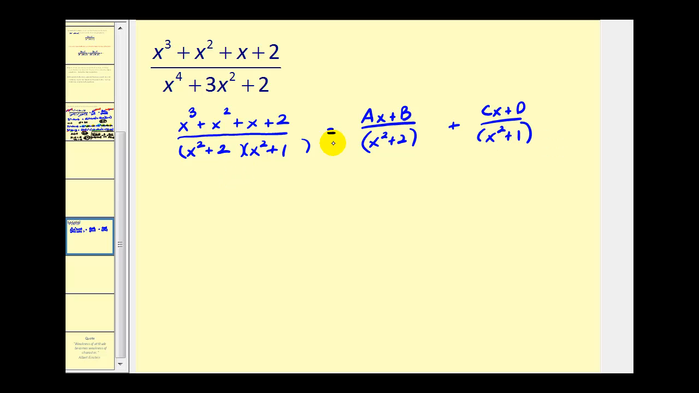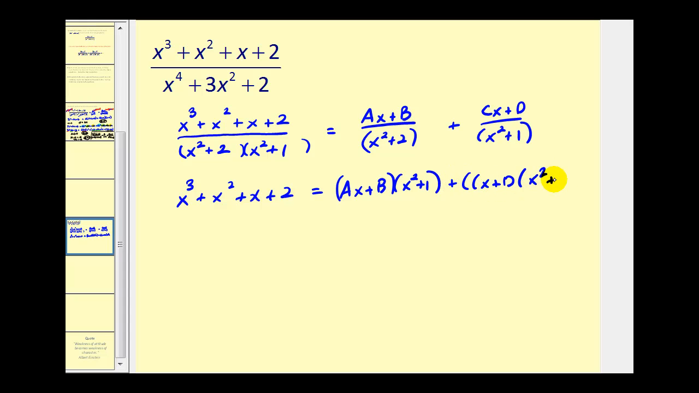Now we're going to multiply every fraction by the LCD, which would be the quantity x squared plus 2 times the quantity x squared plus 1. On the left side, these factors would simplify out. We'd be left with x cubed plus x squared plus x plus 2 must equal. Here, only the factor of x squared plus 2 would simplify out. So we'd have ax plus b times the quantity x squared plus 1. And on this fraction, the x squared plus 1 would simplify out. So we'd have cx plus d times x squared plus 2.